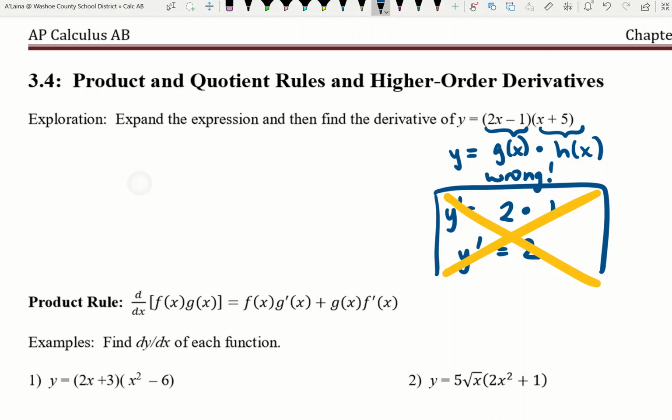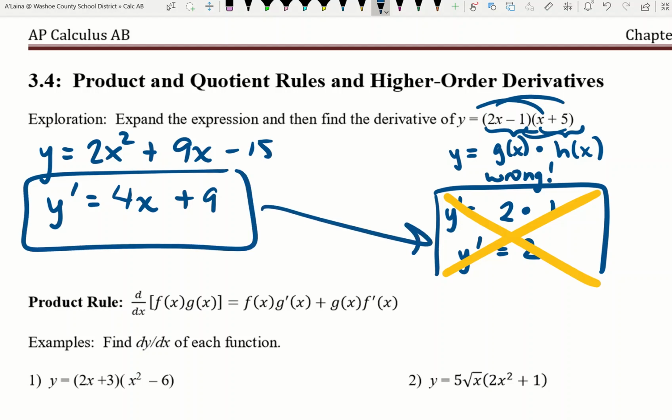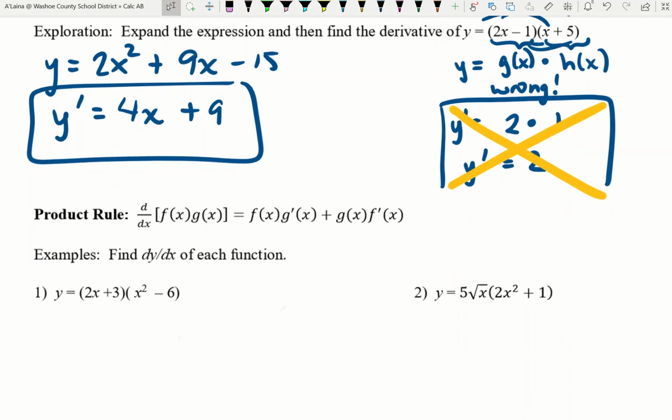I'm going to take this expression for y and rewrite it as a polynomial by expanding out this product through the distributive property or through FOIL. If I multiply this out, and I'll combine like terms as I go, I would end up with 2x squared plus 9x minus 15. And if I take the derivative of that, using the power rule here, I'd have 4x plus 9. Please notice that it's not the same as just getting the number 2. So finding the derivative of each term independently and then multiplying those derivatives together is a strategy that will fail. Instead, we actually have a rule for finding the derivative of a product, the product rule.